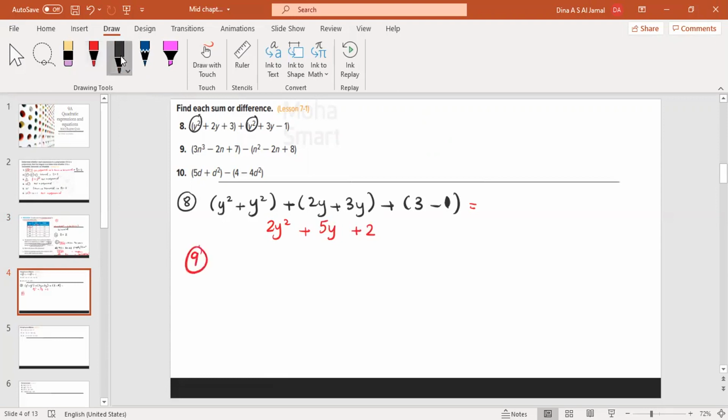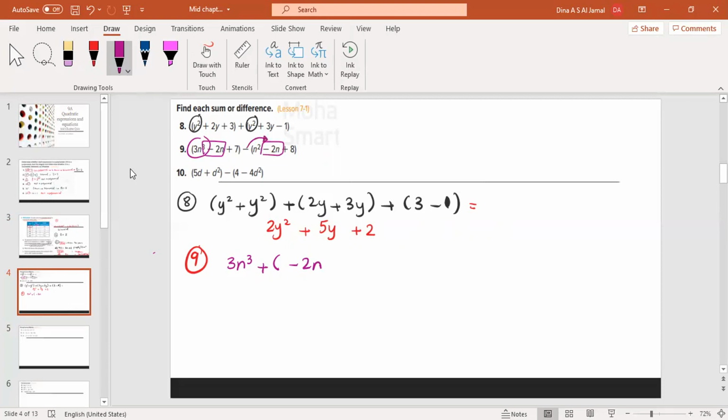Now let's go to 9. Again, you will be taking the like terms. So 3n cubed. Look at these. Do you have any other like terms? No. So just keep it as it is. 3n cubed plus minus 2n. Let's look at these. Am I having any like terms? Yes. But pay attention. You should take it with its sign. And you need to distribute.